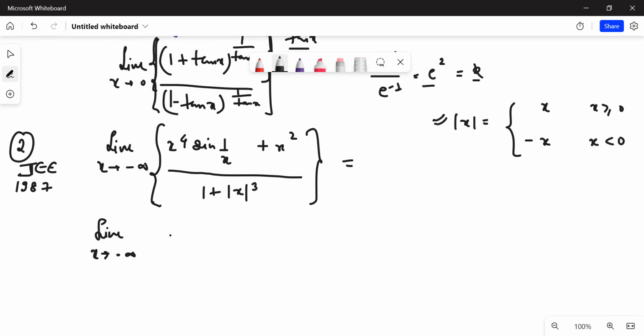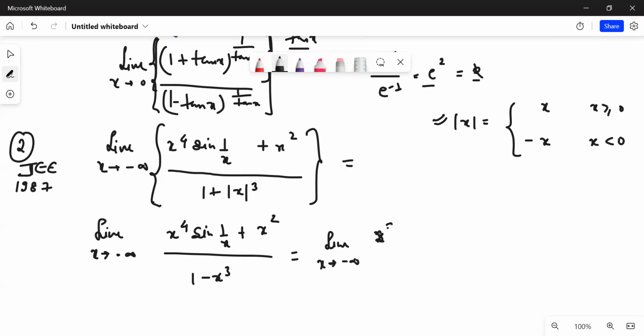I'll write x tends to minus infinity. This is x raised to power 4. I'll take an x cube common from here. This will be simply x cube. If I take common from here, this will be simply sine 1 upon x plus 1 upon x. So if you take x cube common, here you will get 1 upon x cube. Is that clear?